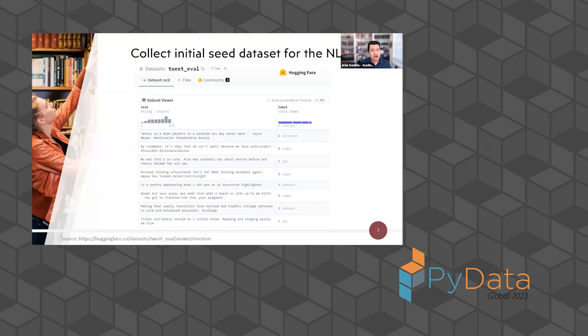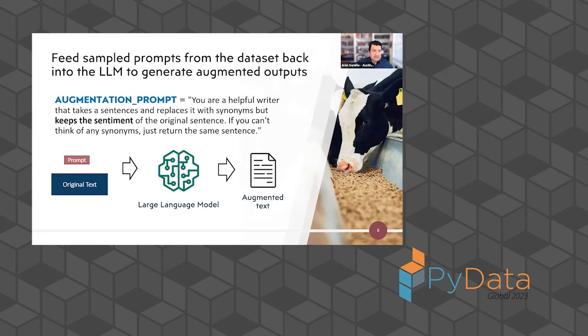The second step, as I said, is I feed the sample prompts from the data set back into the LLM to generate augmented output. So we start with an augmentation prompt: you are a helpful writer that takes sentences and replaces words with synonyms, but keeps the sentiment of the original sentences. If you can't think of any synonyms, just return the same sentence. This is one of those things where it's really useful to leverage an LLM to create augmented data.